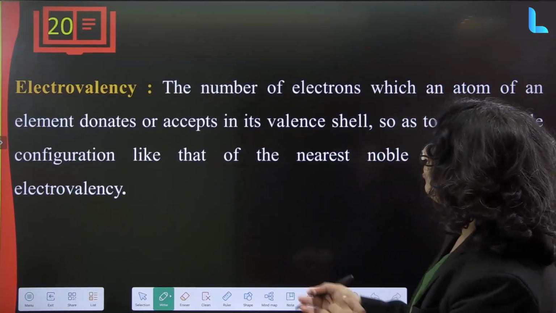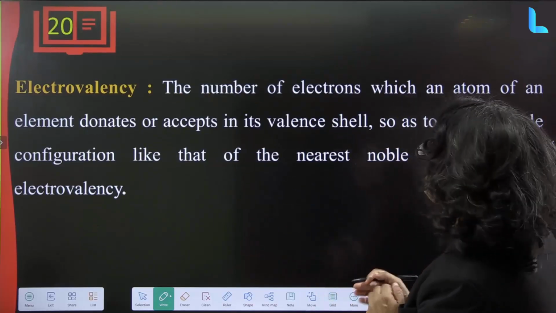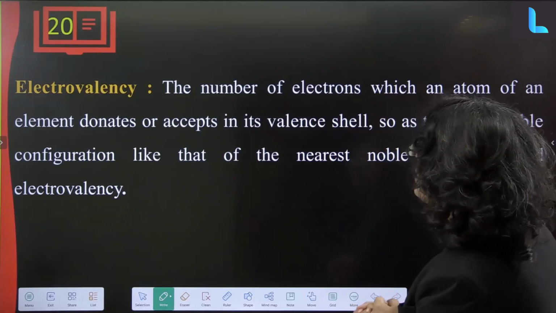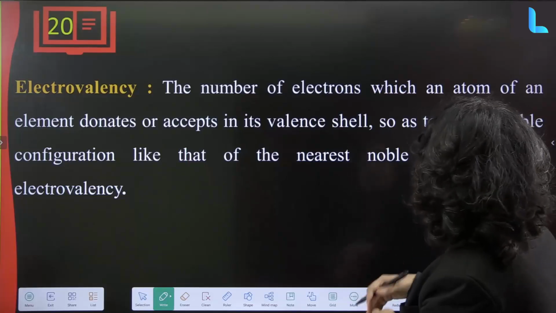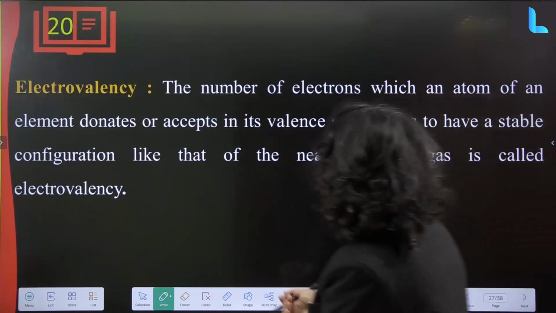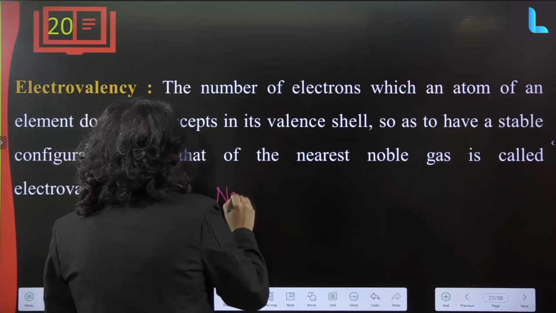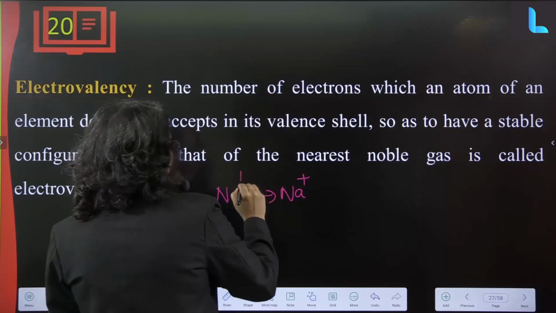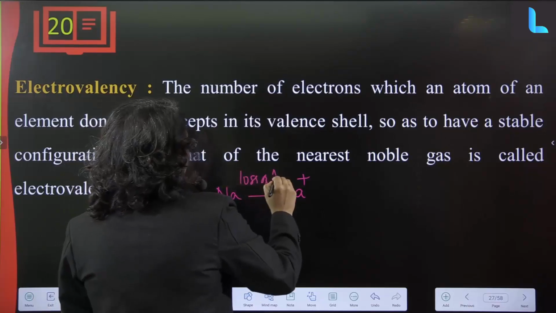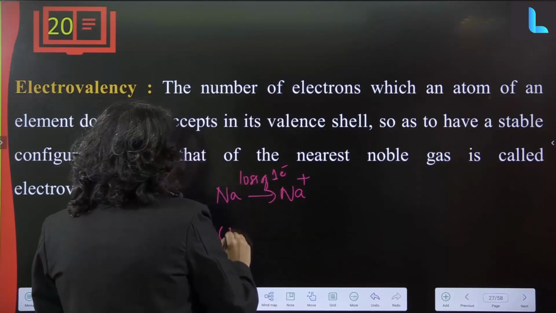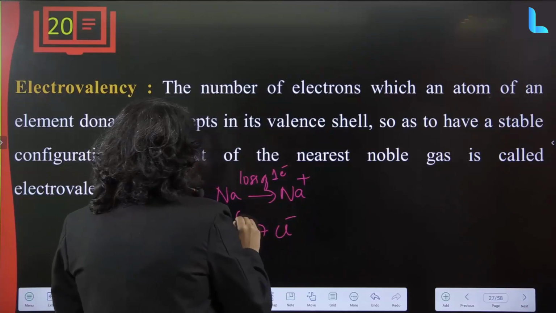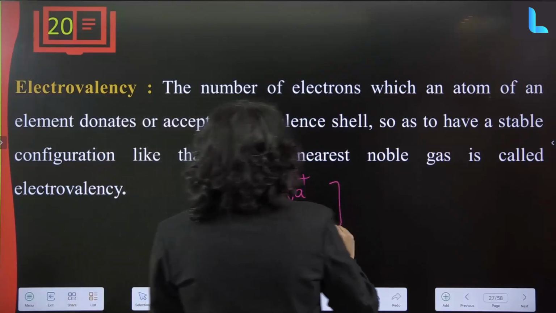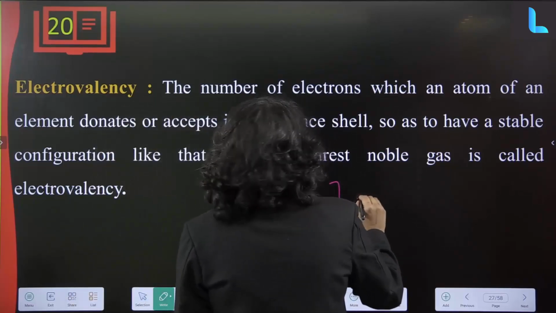Now electrovalency: the number of electrons which an atom of an element donates or accepts in its valence shell so as to have a stable configuration like that of the nearest noble gas is called electrovalency. For example, in case of Na, how many electrons change? Loss of one electron here, and here Cl to Cl minus, gain of one electron. So in both cases electrovalency will be 1.